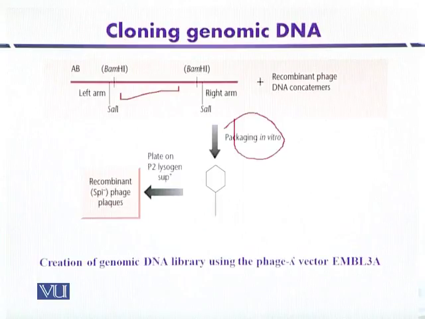So phage particles are produced and then the recombinants are selected on spi negative strains. Here, in the next step, spi negative indicates that the red and gam regions are absent, so that only the phage particles that contain recombinant DNA will be able to produce plaques on the P2 lysogen. So it will act as a selectable marker.